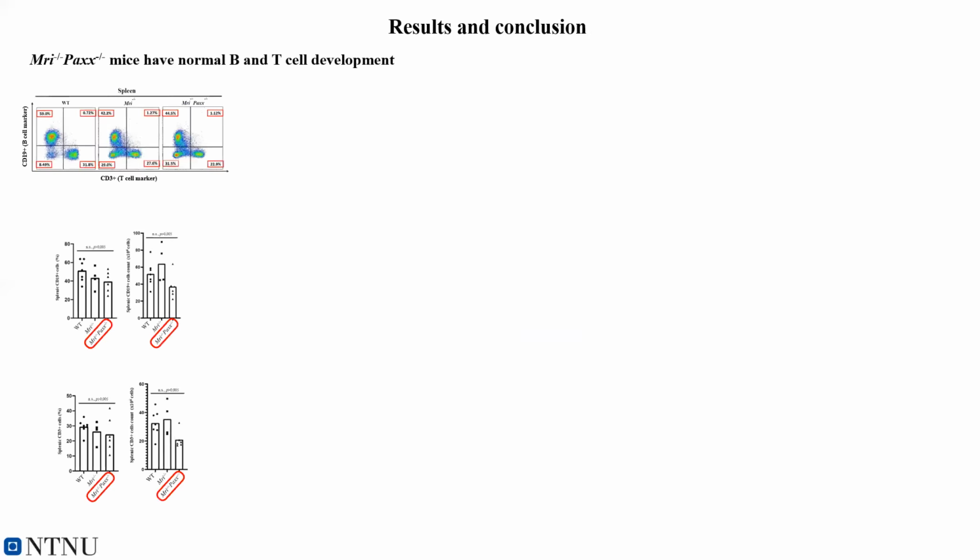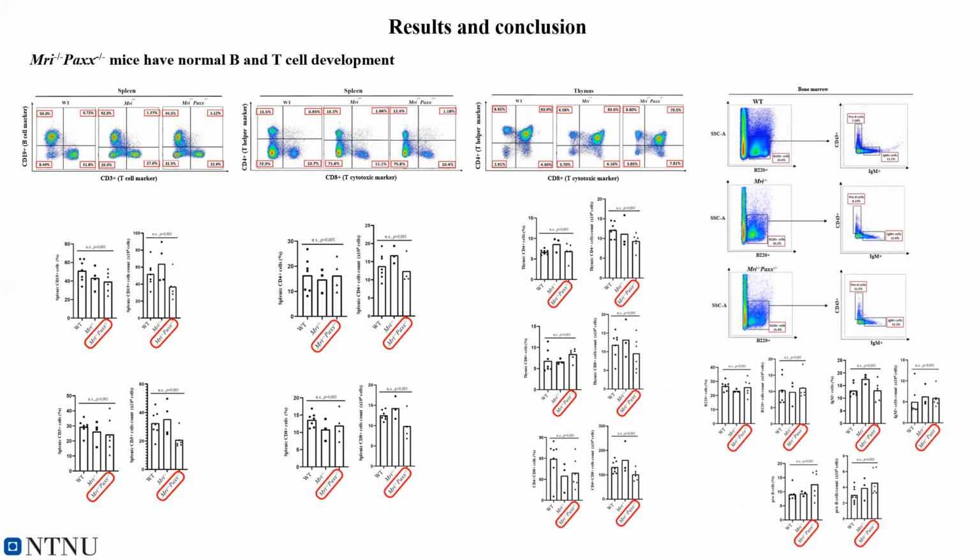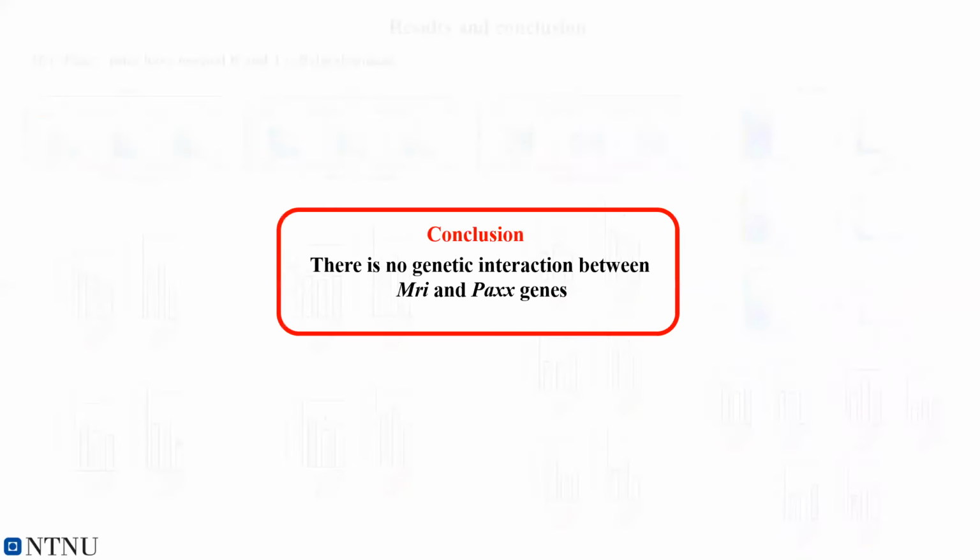I followed the same pattern of studying for MRI PAX deficient mice, and on this slide, it is not required to follow the statistics. I just put them and mentioned them to say that after analysis, I found that MRI PAX deficient mice have normal B and T cell development. So in conclusion, there is no genetic interaction between MRI and PAX genes in vivo.